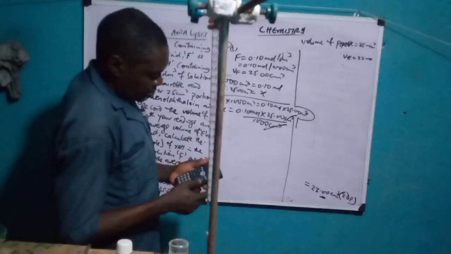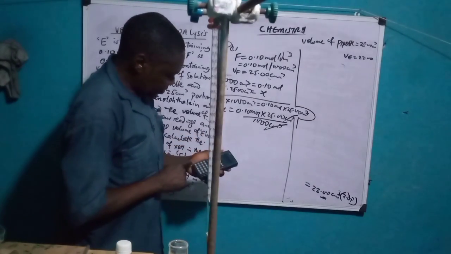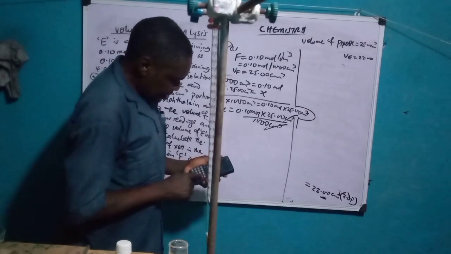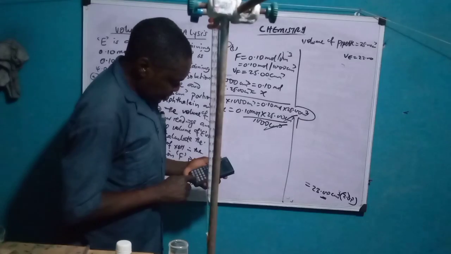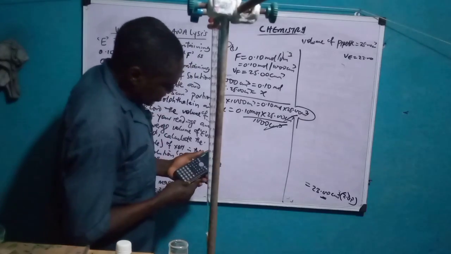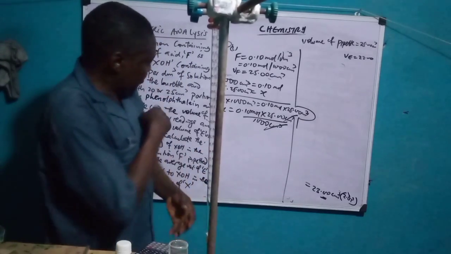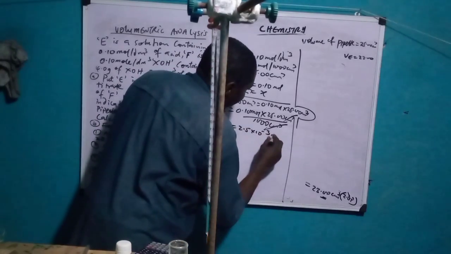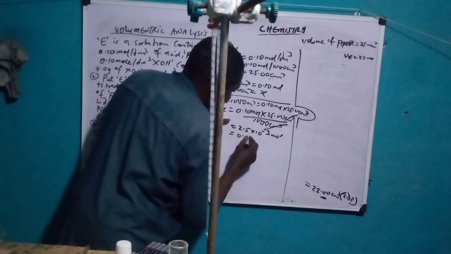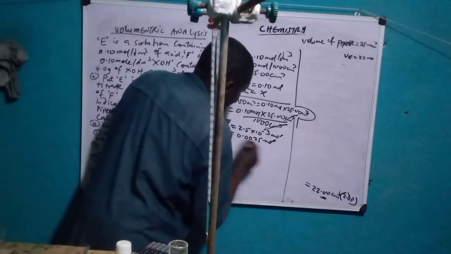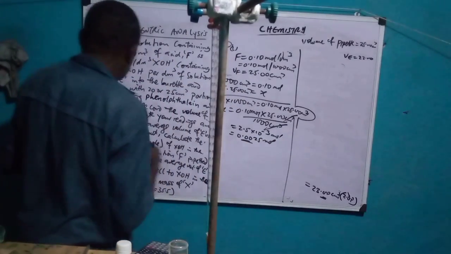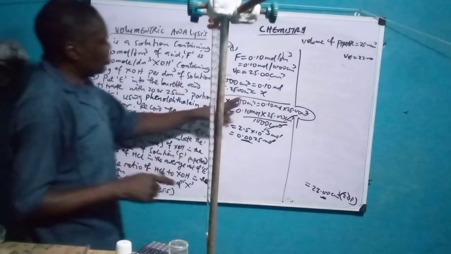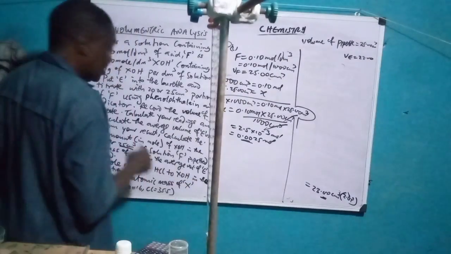But please ensure when you are solving it, you don't make a mistake. 0.10 times 25, divide by 1000, becomes 2.5 times 10 to the power minus 3 mole, which is 0.0025 mole. That's for F. Remember in your school, if your school uses 20, 20 will be here. That's the volume of pipette, the volume of base.